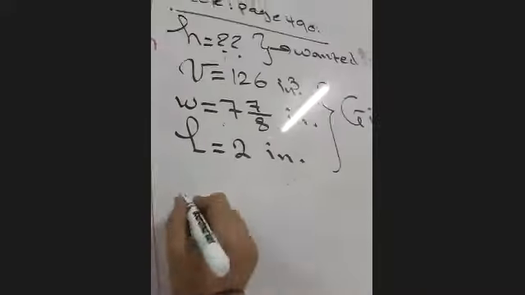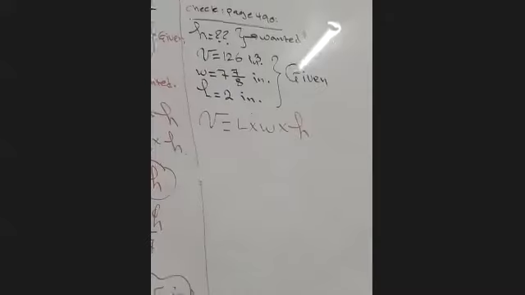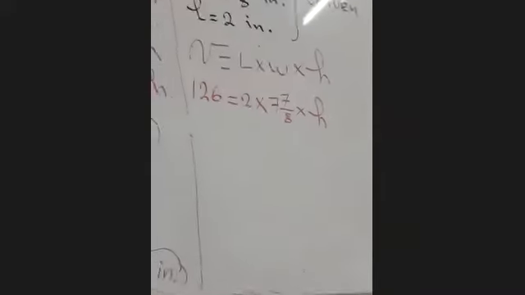126 equals the width multiply the length multiply the height. Is this the formula? Volume equals length by width by height. Then 126 equals the length 2 multiply 7 and 7 over 8 multiply h. Excellent. Then what will we do?